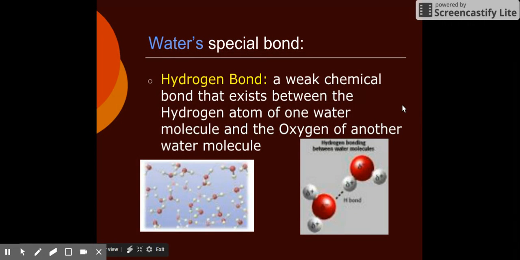Now, water has a special bond between water molecules. And so you can see this one water molecule here. We have one here. An oxygen end will attract to, because it's negative, will attract to a hydrogen end of another water molecule. And that's called a hydrogen bond. So right here between 2 water molecules, we see a hydrogen bond. It is a weak chemical bond, but it actually does help it perform pretty cool things. So when we have hydrogen bonds between 2 water molecules and they're attracted to each other, it creates surface tension.